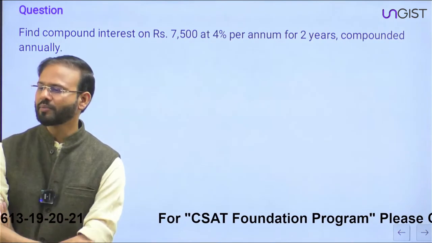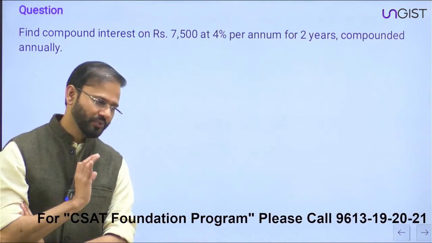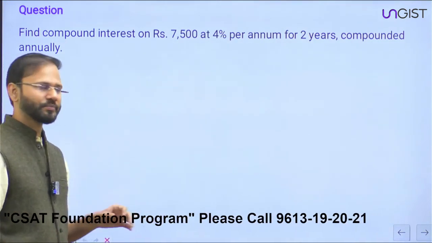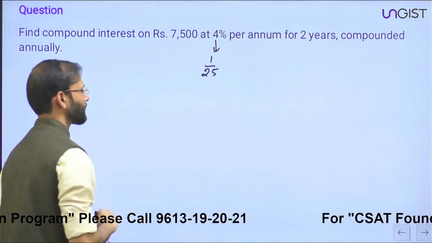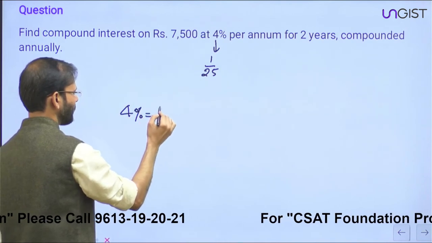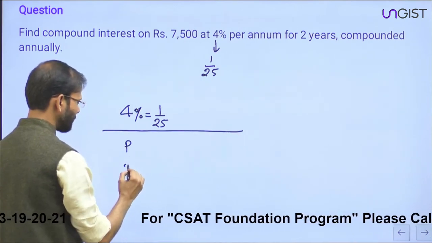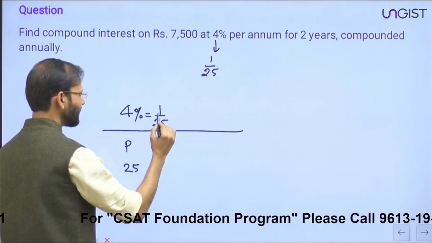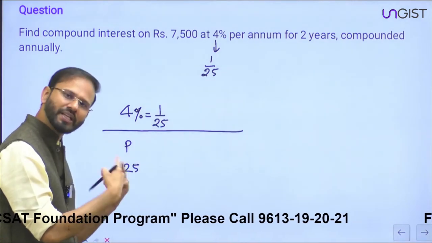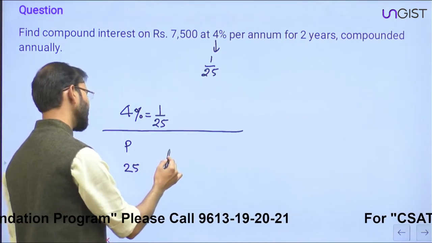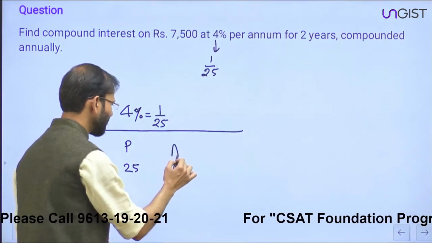Okay everyone, the question is to find out the compound interest on ₹7500 at the rate of 4% per annum for 2 years compounded annually. Now guys, in these types of questions, 4% is actually 1/25. Guys, clear? So we will assume the principal as 25, right? If I'm assuming the principal as 25, then 1/25 of this will be increased, so the increment will be 1. So 1/25 of 25 will be 1, so this will become 26.